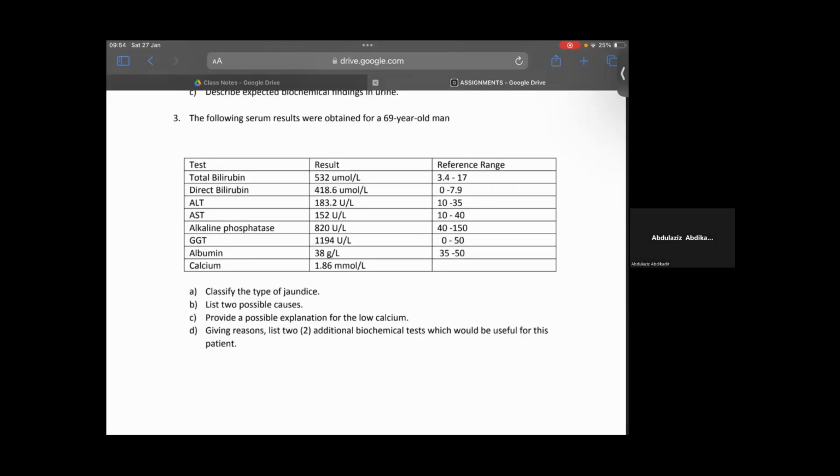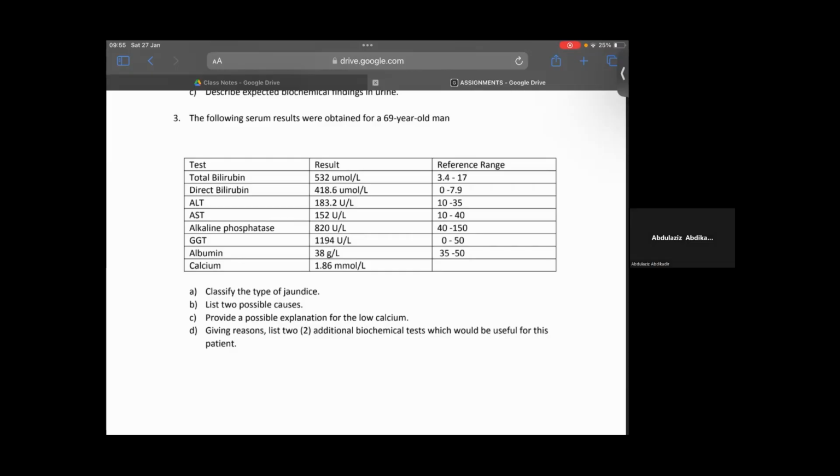Okay? So giving reasons, list 2 additional biochemical tests which will be useful for this patient. Just from talking about alpha fetoprotein, the alpha fetoprotein can be used here. It's a tumor marker. Also, you can check for the cause of this. You can check serology for hepatitis. Why is the ALT, the AST elevated? You can check for that.